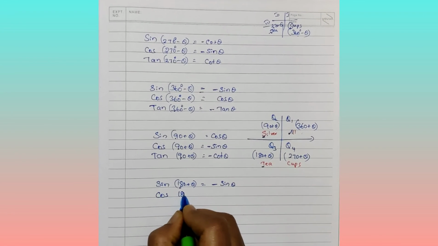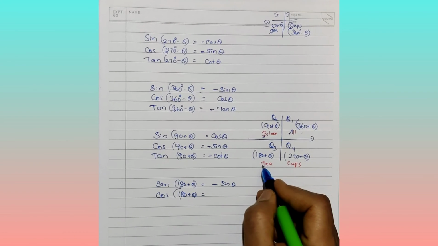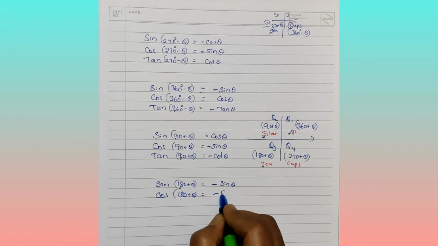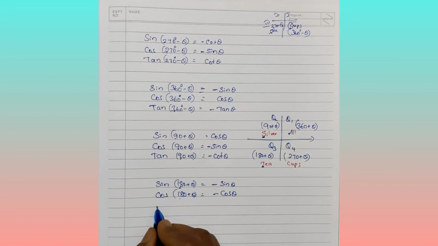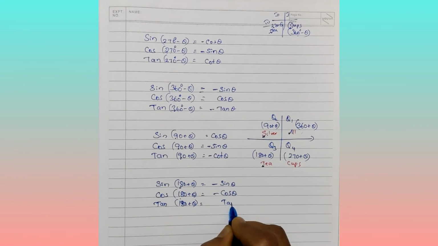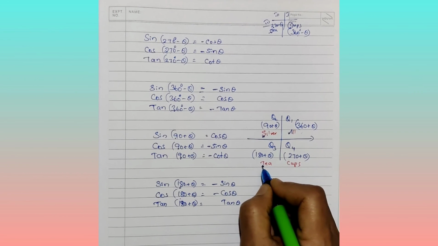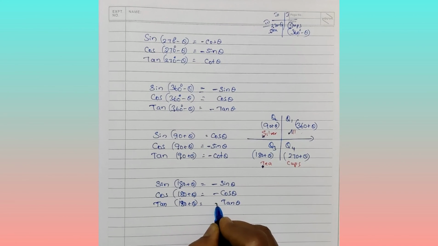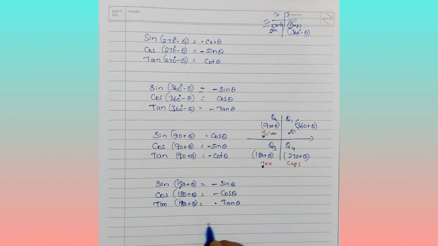Next, cos 180 plus theta. 18 is even, equal, so the equal ratio is cos theta, and only tan is positive, so it is again negative. Next, tan 180 plus theta. 18 is even, again the equal ratio is tan, and it lies in quadrant 3. Quadrant 3 is what? Which is positive? T stands for tan. Tan means here this is positive. In this way we can write 270 plus theta, 360 plus theta.